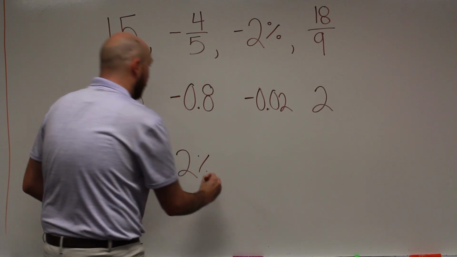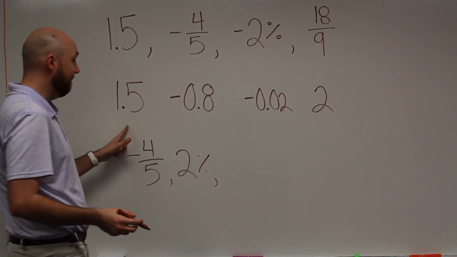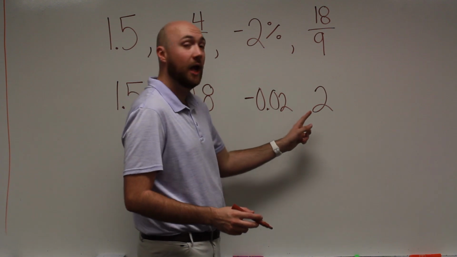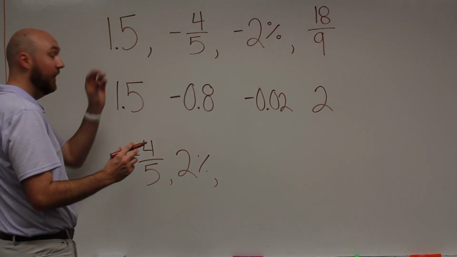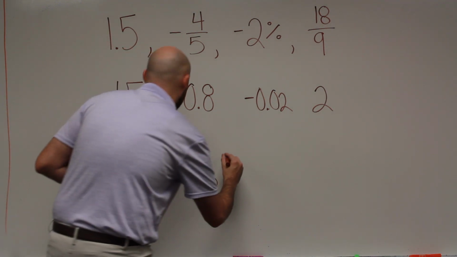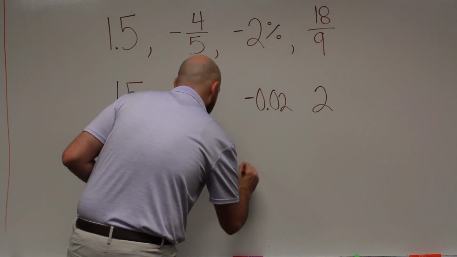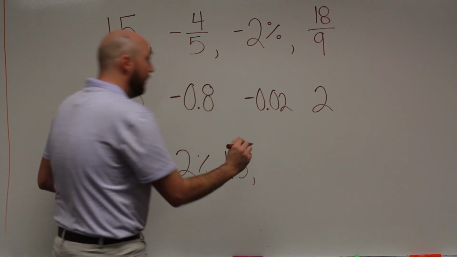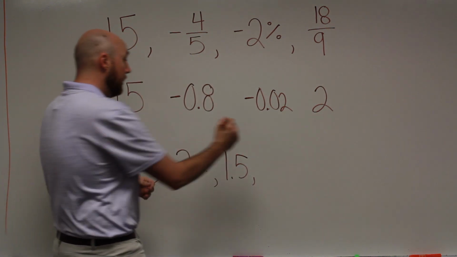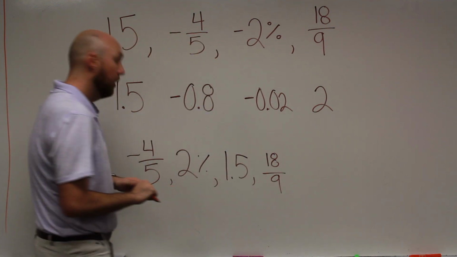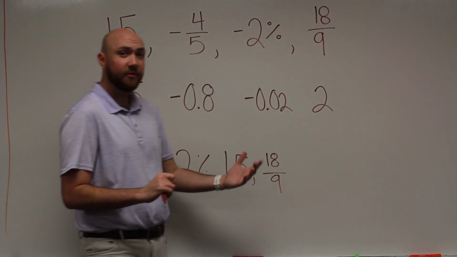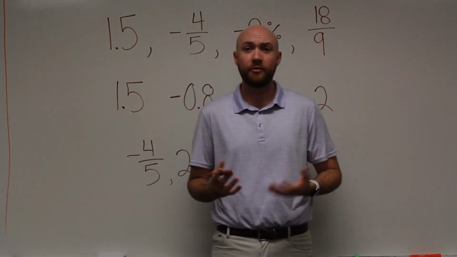And now we're dealing with our positives. We've got 1.5, 1 and 5 tenths, and we've got 2. We know that 1.5, 1 and 5 tenths, is the smaller number. So we're going to go ahead and put 1.5, which leaves us with our greatest value, 18/9. Okay? So this is how we're going to order rational numbers.